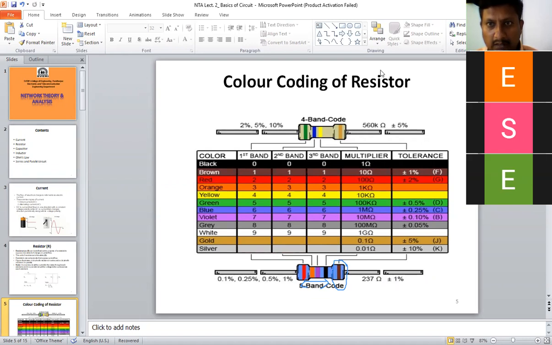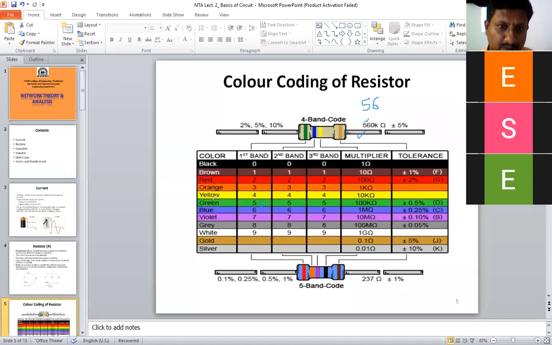Here we can take 2 examples. First, I will give the color coding, and based on that you tell the value. Second, I will give the value, and you tell me the color coding. First I will take this as a demo. Here the first color is green. For the first band, green is 5, so I will write 5. The second color is blue. The second band is blue, which is 6, so that is 56.